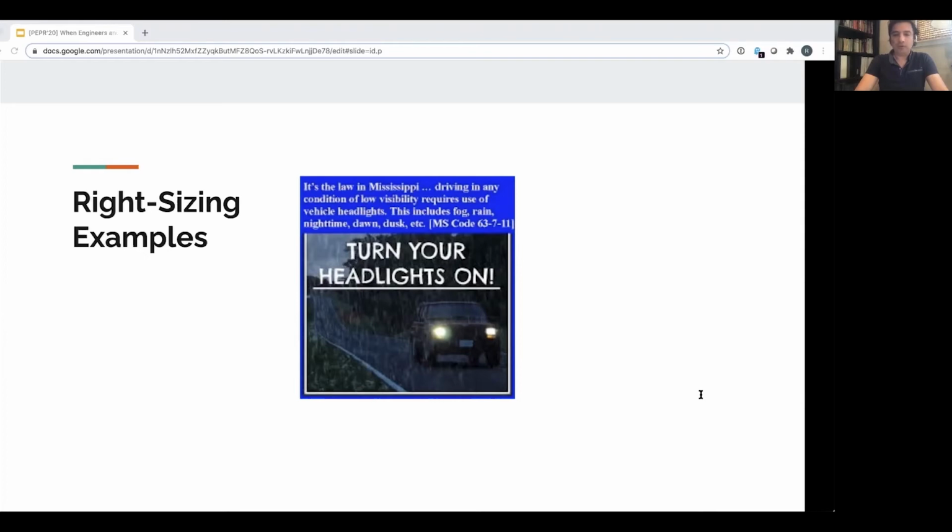How close to dusk or dawn? How dense of a fog? These are questions for legal interpretation. You could choose to drive with headlights turned on at all times, but that is overestimating the risk. Or you may choose to drive without headlights turned on until the sunset, which is underestimating the risk.